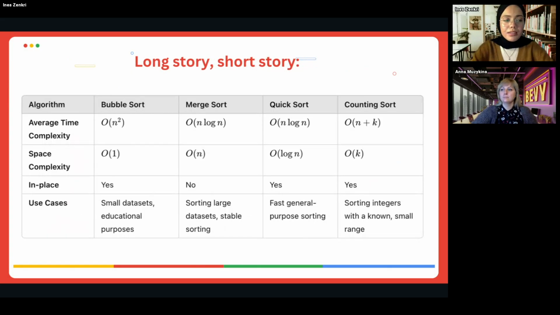Yeah, and as a summary, I brought this table which summarizes all the things we have seen. So the bubble sort takes, in the worst case, big O of n squared.